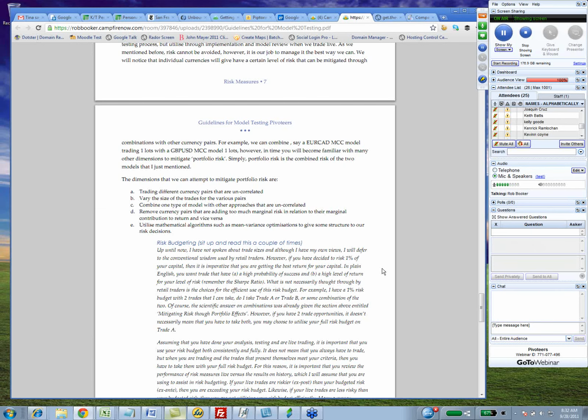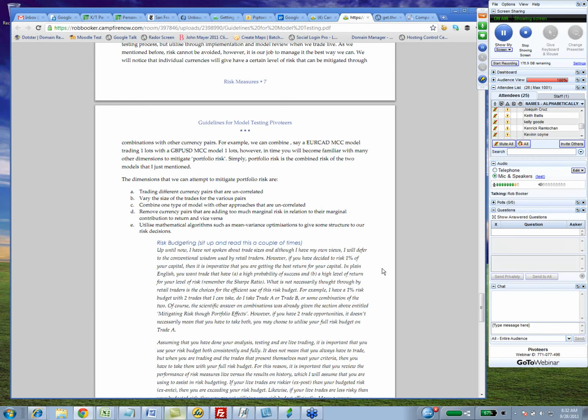If you really want to take two different things, you might trade the US dollar Swedish kroner and the euro dollar Canadian dollar, which are different and maybe don't move in the same direction. You might vary the size of the trades for the various pairs to reflect that the value of each pip on each pair is different. You might combine one type of model with other approaches that are uncorrelated. You might combine MCC trading with a different sort of trading altogether.